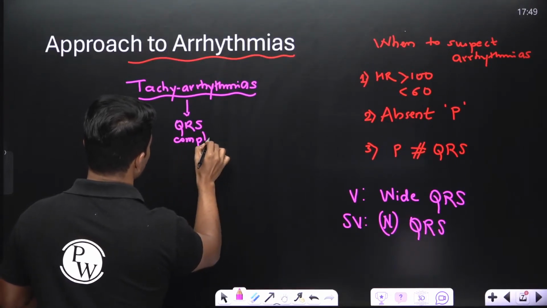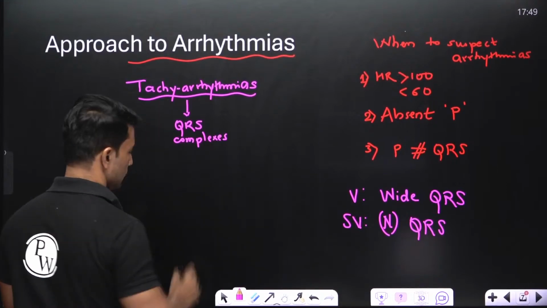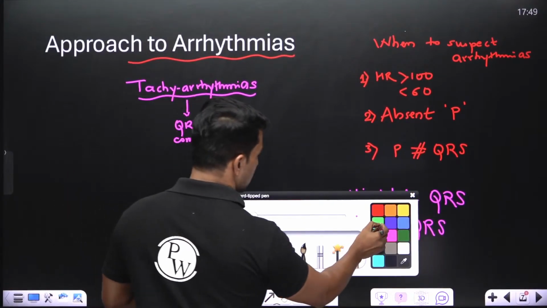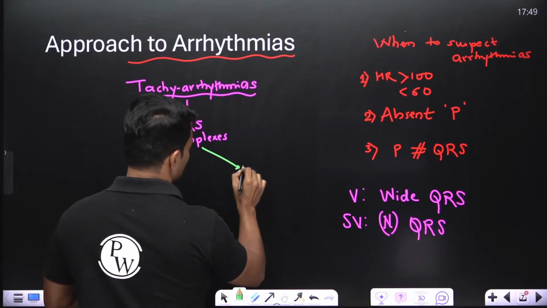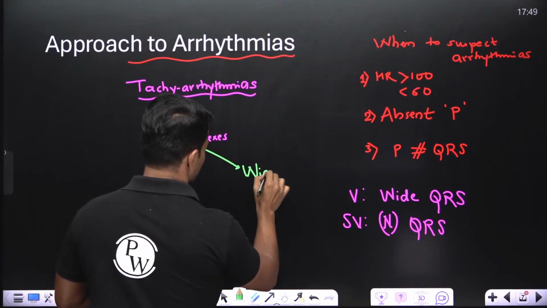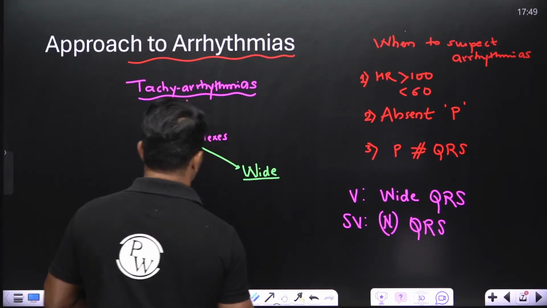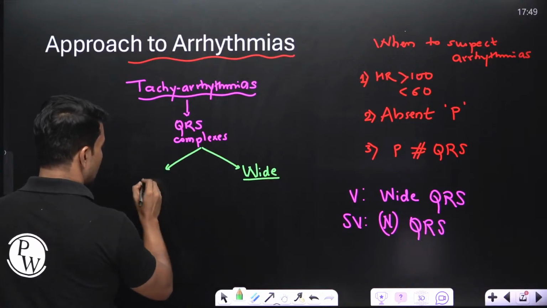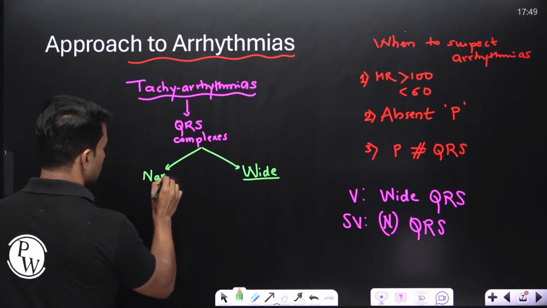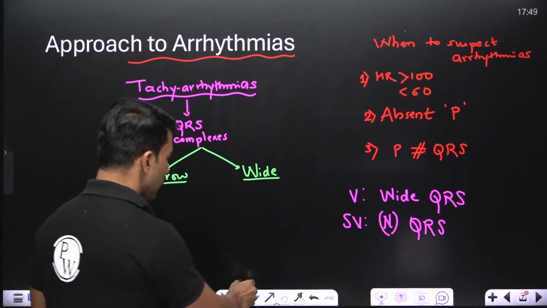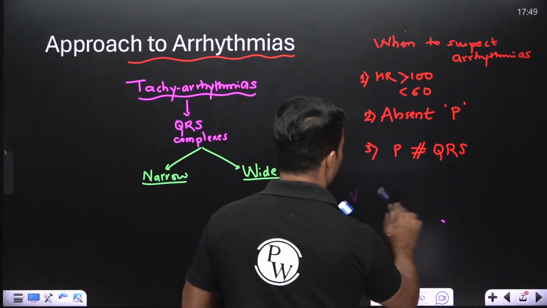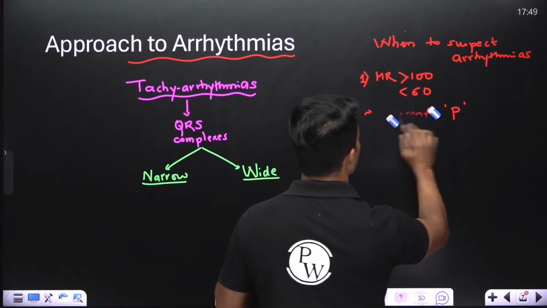If the QRS complexes are wide, that means I am dealing with a ventricular arrhythmia. And if it is narrow, that means I'm dealing mostly with a supraventricular arrhythmia. Now comes the question, when do I call it wide? What is the normal QRS duration?